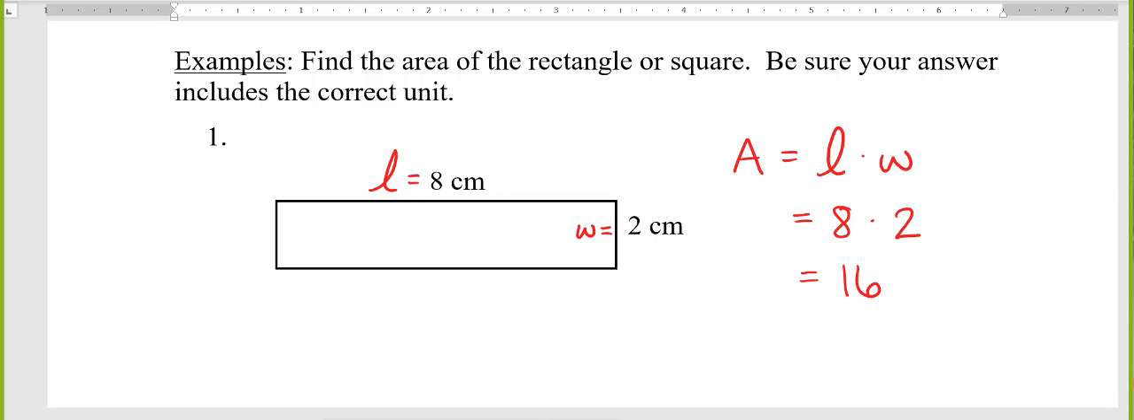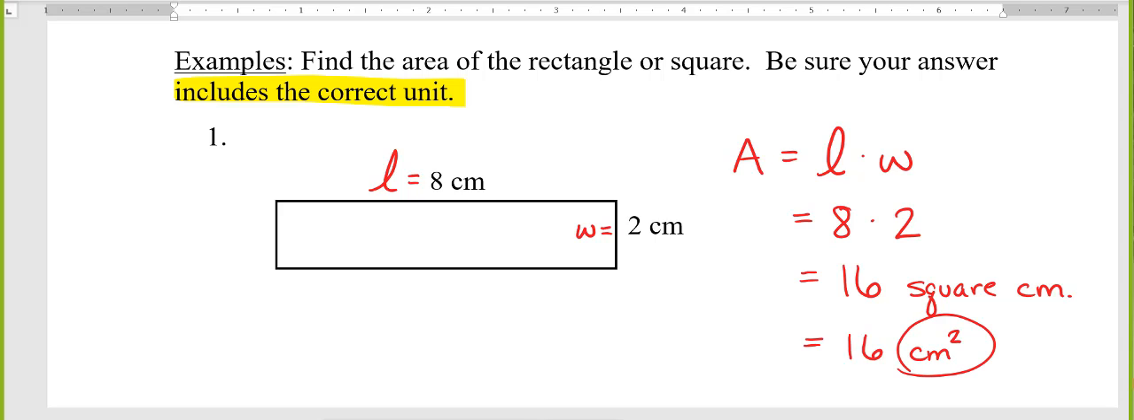Now it says to be sure your answer includes the correct unit. Remember that area is always answered in square units. Okay, it was measured in 8 centimeters by 2 centimeters. So our unit is going to be 16 square centimeters. Another way to write that is 16 centimeters squared. How do you read that? You can say centimeters squared, or you can say square centimeters. That's just notation.